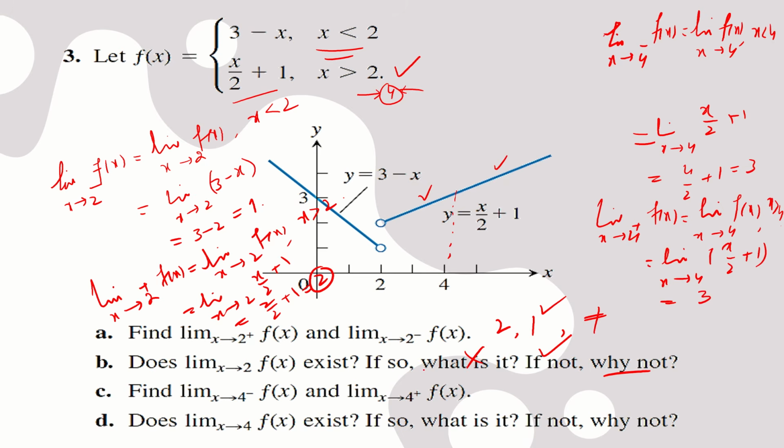So in this case, does this limit exist? The answer is yes, right? In this case, this is true. So what is it? The limit in this case will be 3. Limit x goes to 4 altogether of f of x is equal to 3.